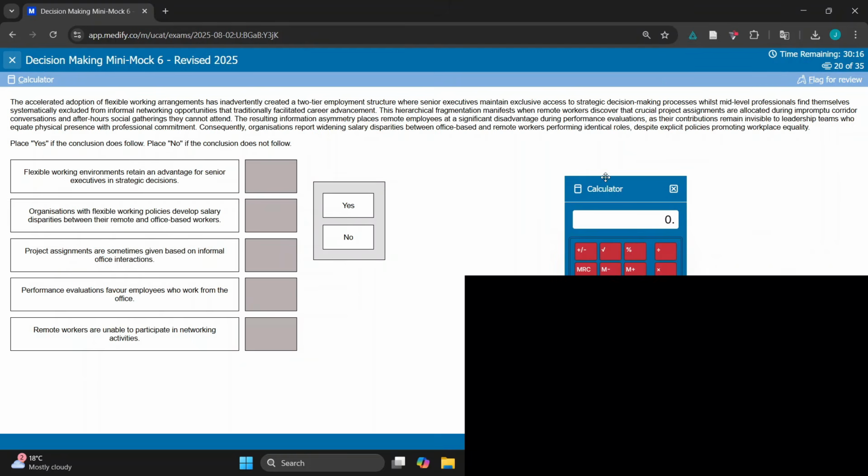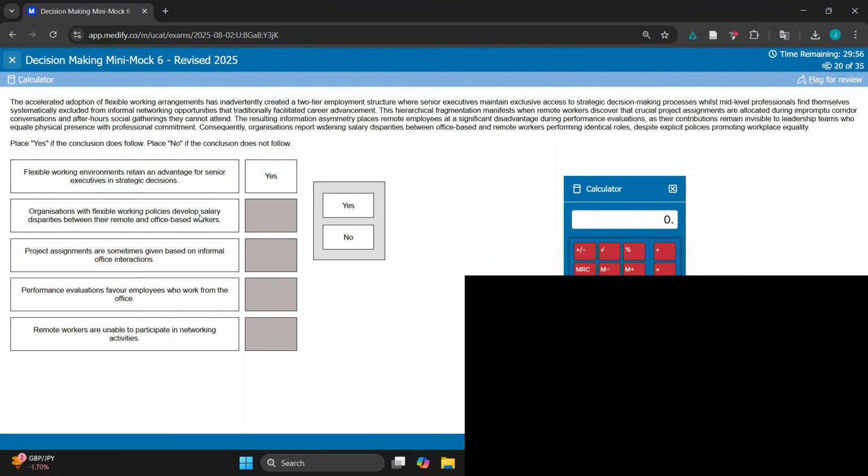Accelerated adoption of flexible working arrangements has created a two-tier employment structure where senior executives maintain exclusive access to strategic decision-making, while middle-level professionals systematically miss informal networking opportunities that traditionally facilitated career advancement. Flexible working environments retain an advantage for senior executives in strategic decisions. I'd agree, because they get access to that.